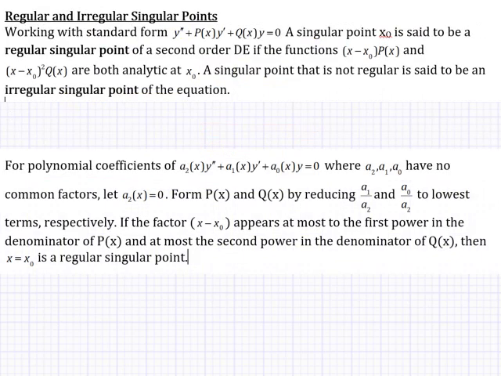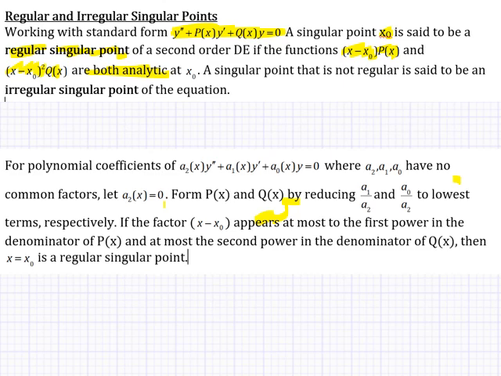So we're going to have to define singular points into two categories, regular and irregular. First, let's look at the definition. We're working with a standard form second order equation, which we've done many times before. We can define x sub 0 as a regular singular point if x minus x sub 0 times p of x and x minus x sub 0 squared times q of x are both analytic. Now analytic means can be written as a power series. That's what we've talked about before.